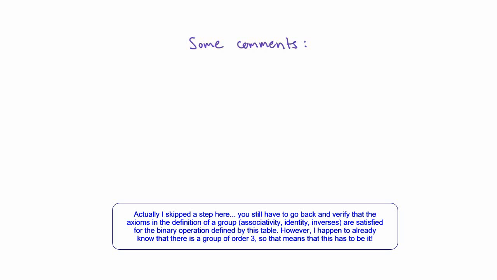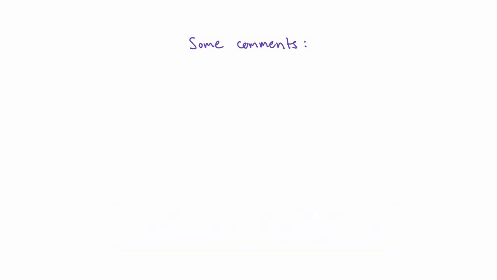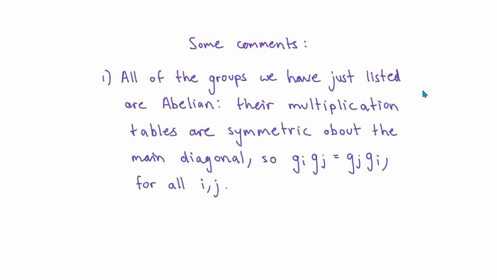Now, don't worry, because when we get to groups of higher order, they are going to get a lot more interesting. But before we move on, I'd like to first of all make 3 comments. The first comment is something which you may or may not have noticed. All of the multiplication tables that we saw for groups of orders 1, 2, and 3 were symmetric about the main diagonal. And whenever that happens, it means that you're dealing with an Abelian group.